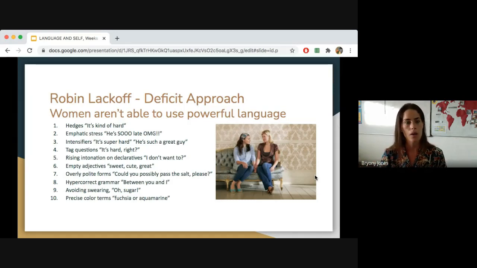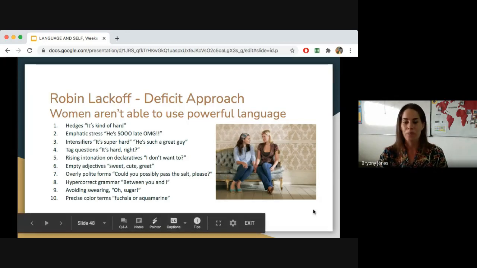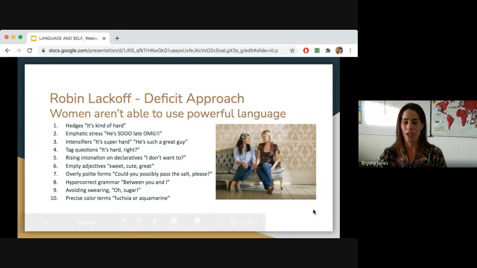Okay, hypercorrect grammar. So we use grammar better than men. That's what Lakoff found. And we're less likely to swear or use offensive language. Again, this goes back to being polite. Instead of saying, oh, we say, oh, sugar. Precise color terms, this one always makes me laugh. We're more specific in the way we're able to describe color than men. Men would just say it's pink.